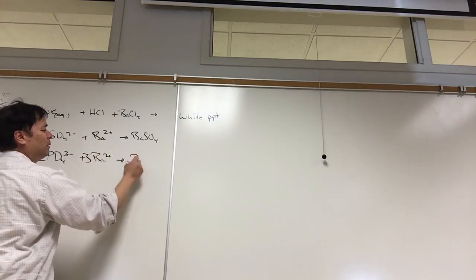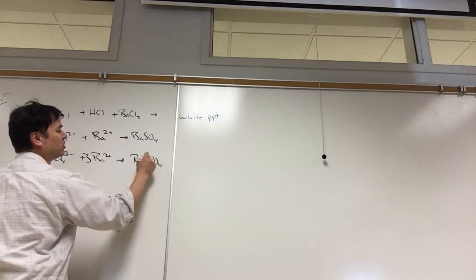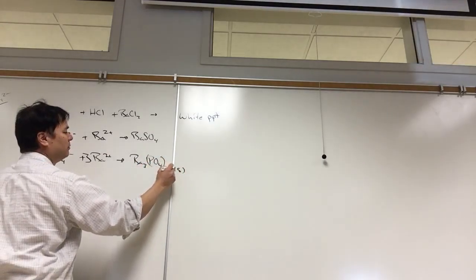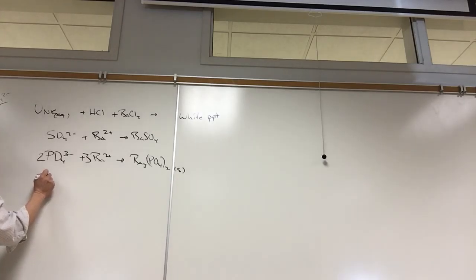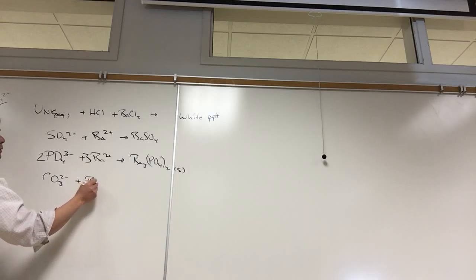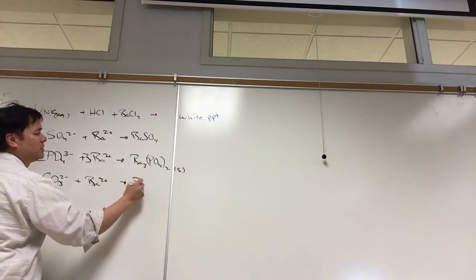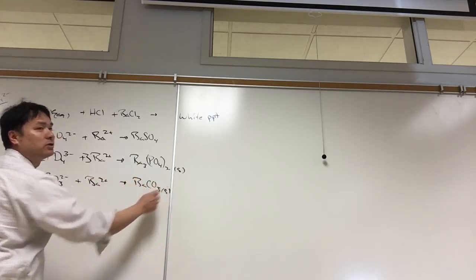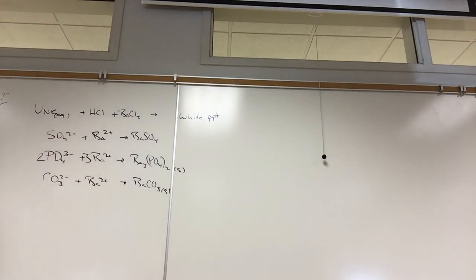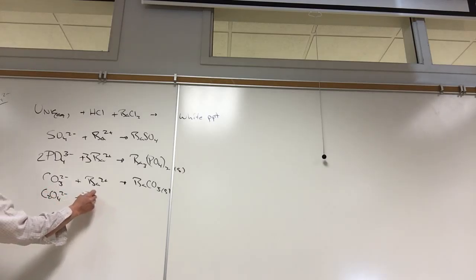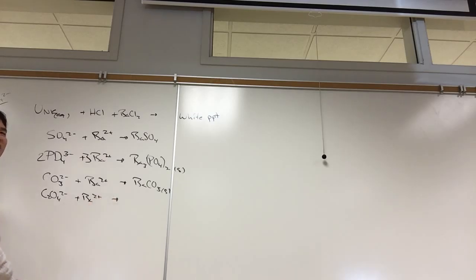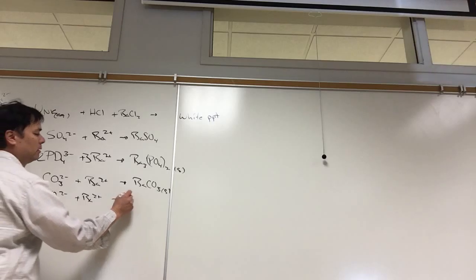And will form Ba3(PO4)2, which is also a white solid. And what else? Carbonate will precipitate out with barium to form BaCO3, which is a white solid. Barium oxalate. Oxalate, C2O4 2 minus. I don't think oxalate's one of them, but wait, is it a white precipitate? Barium oxalate? Yeah.